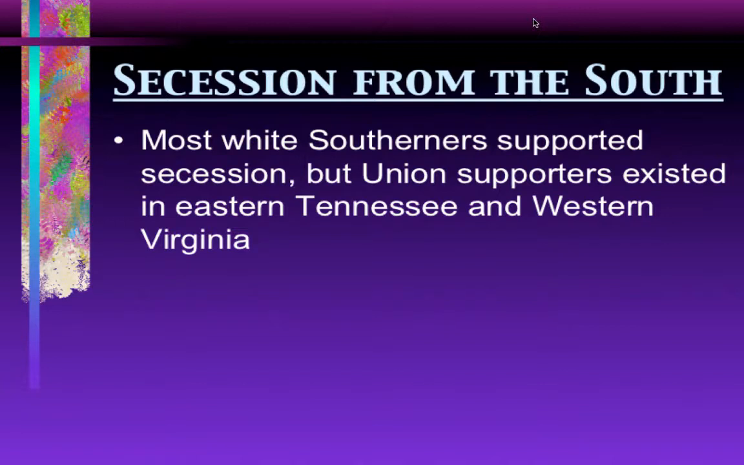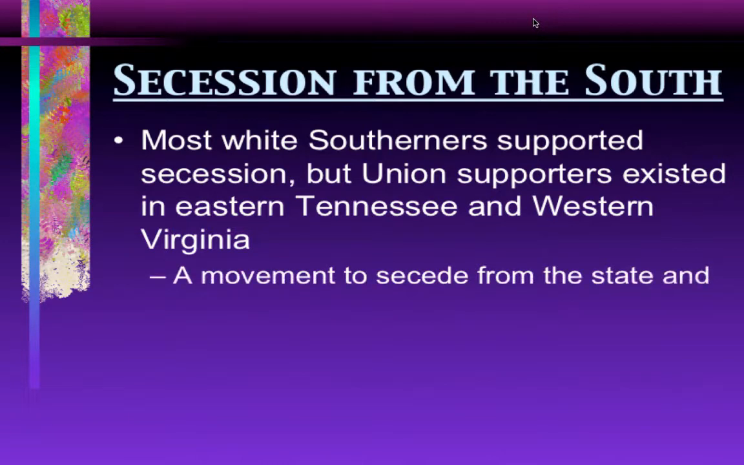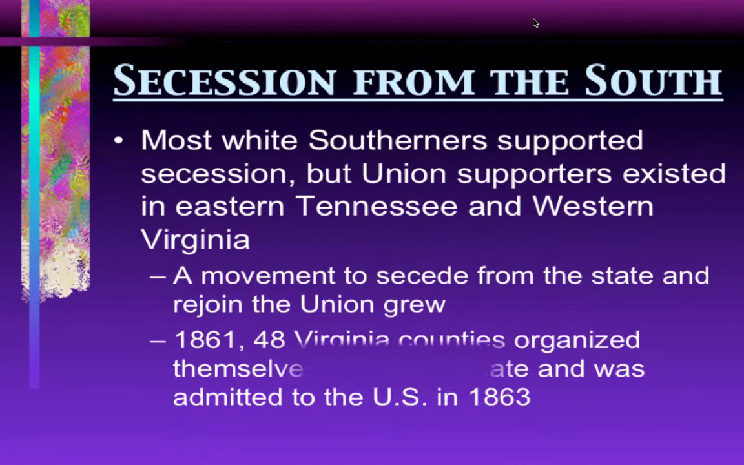Now, most white Southerners supported secession, but there were Union supporters, especially in eastern Tennessee and western Virginia. And in 1861, 48 Virginia counties organized themselves and seceded from a state that had seceded from the Union and joined the United States in 1863. That is the state of West Virginia.